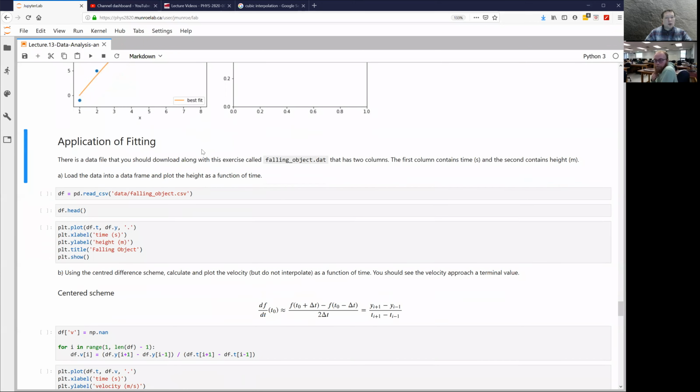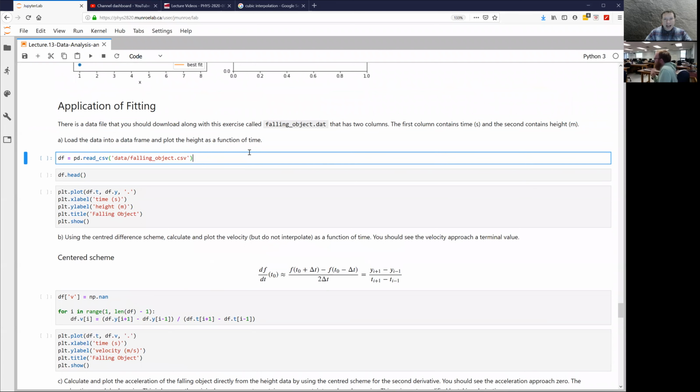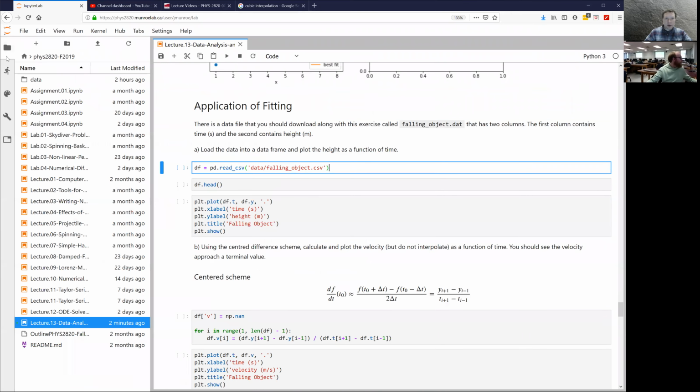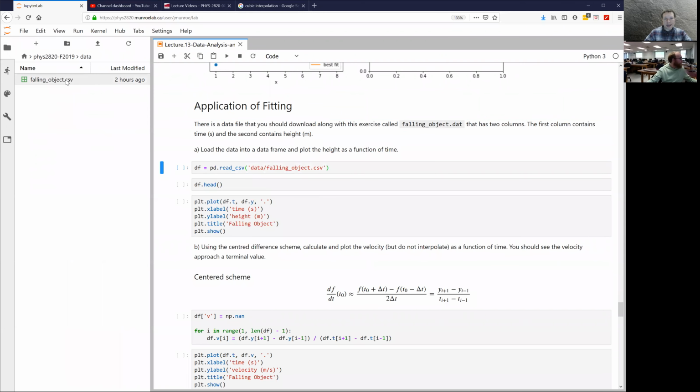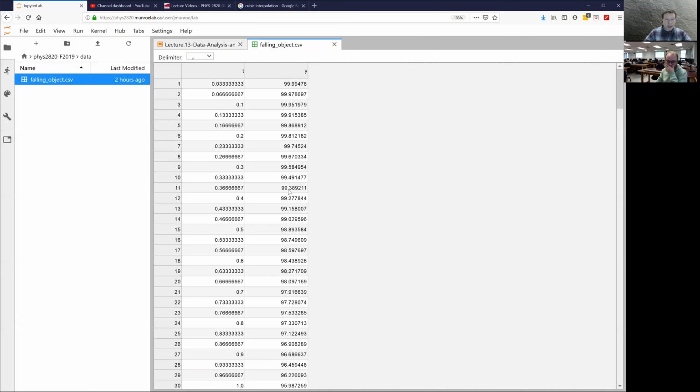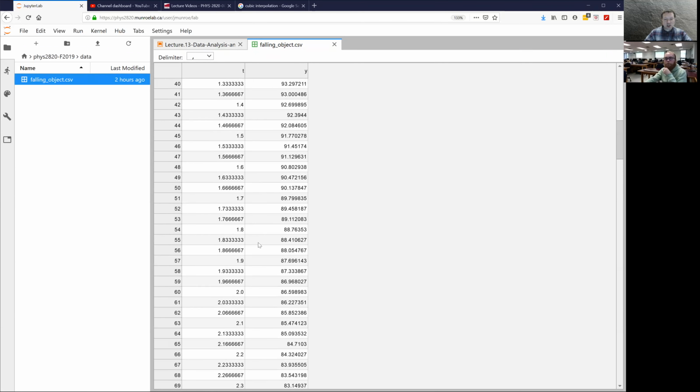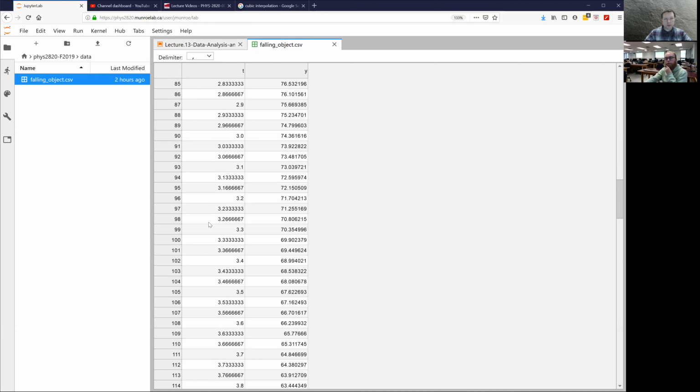Okay, let me finish off this lecture with an application of fitting to some actual physical data and see if we can use these tools to derive some parameters. In your files that you have, you should now have a new subdirectory called data. If you were to look at that subdirectory, there will be a CSV file. That stands for comma separated values. You might be familiar with these things from spreadsheets. Double-clicking on the thing will give you in Jupyter a representation of this as two columns.